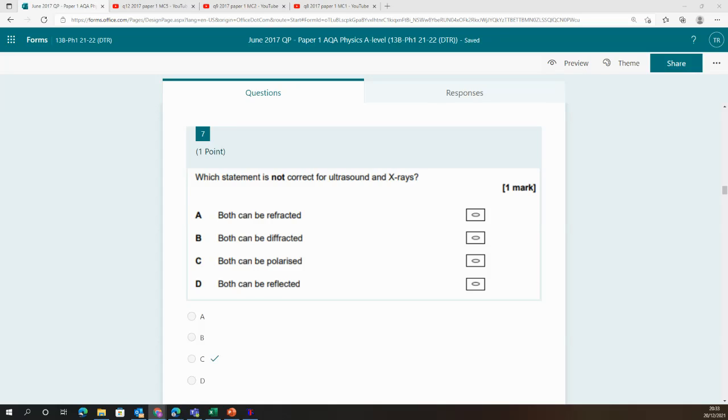So the first statement: can be refracted. Yes, all waves can be refracted. No question about that. That's fine. That's true for both of them. Both can be diffracted. Yes, both can be diffracted.